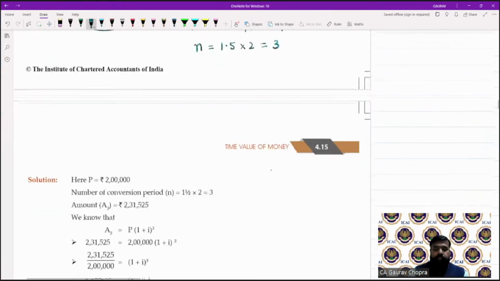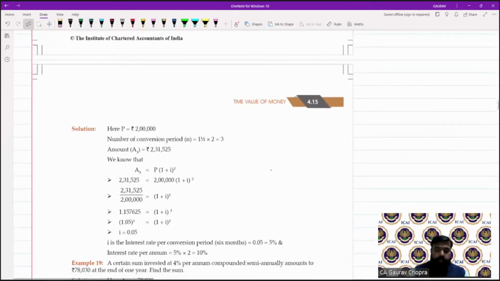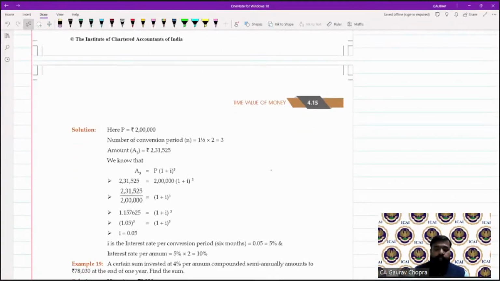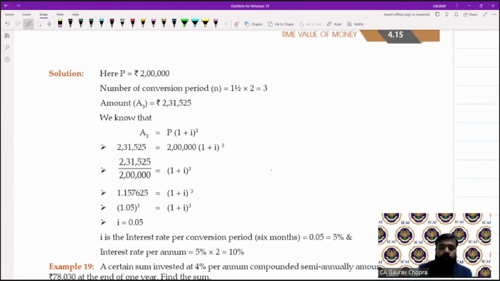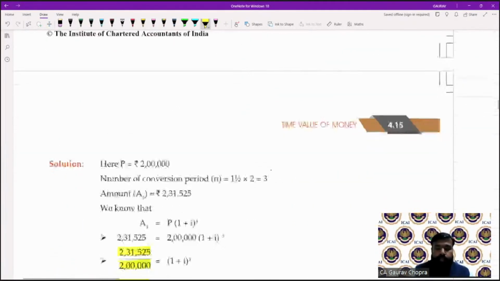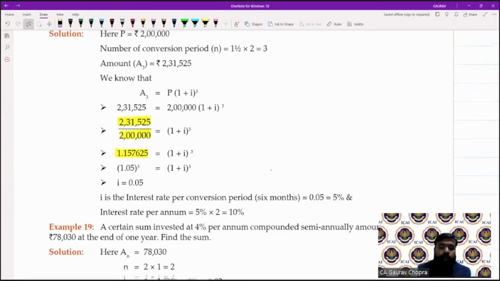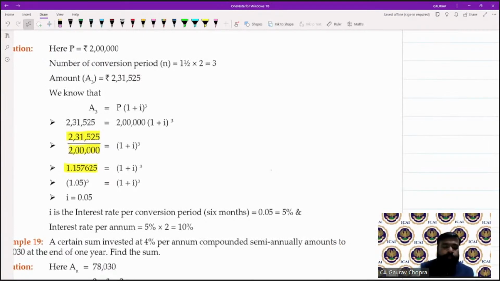So Dimple has given the answer 10%. Okay. So n you have taken 3. Then the next step is to put the values. So 231 divided by 2 lakh, we are getting 1.157625. Now you have to check the power and see what is the value. So one by one you can check, or simply you can try the cube root also.